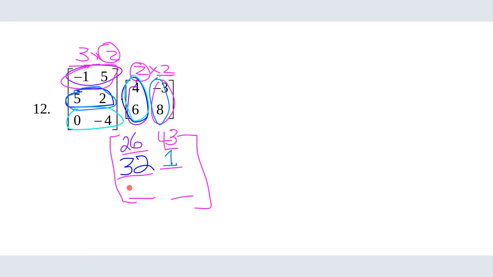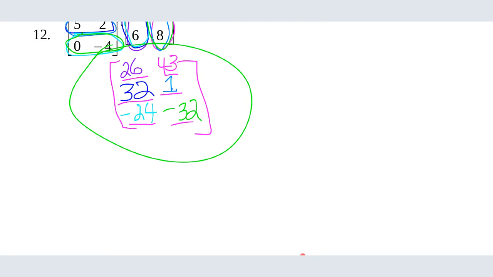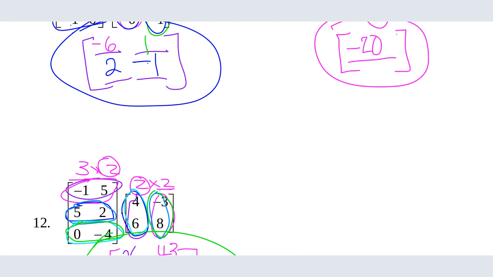0 minus 24 is negative 24. Then row 3, column 1 is 0 minus 32 is negative 32. And that's it. These are the notes for matrix algebra.